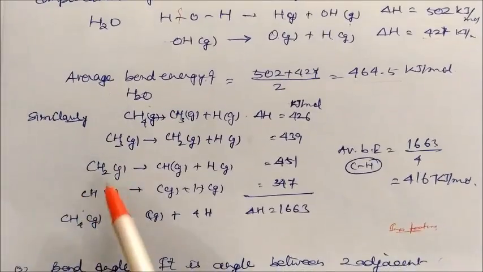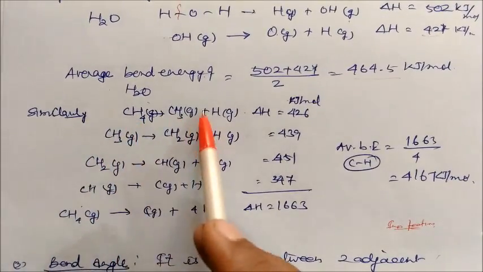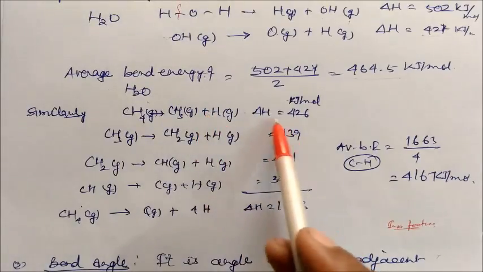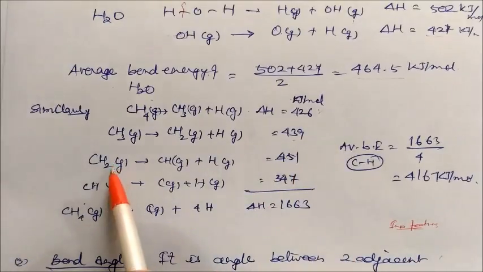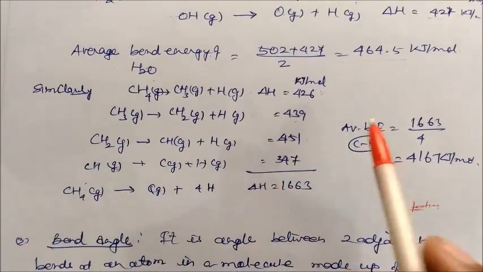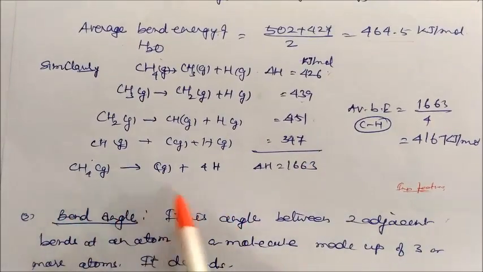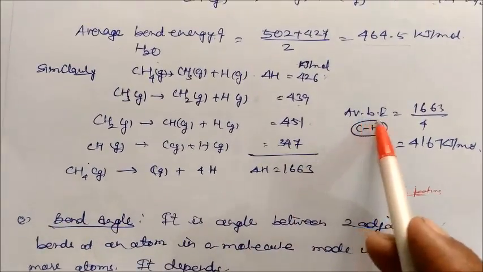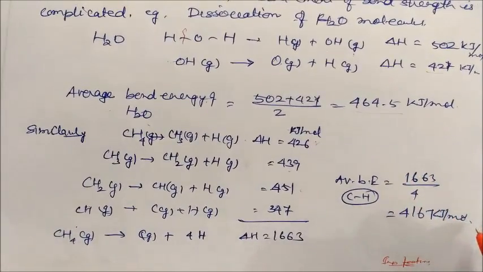Similarly, you can find the bond energy of carbon and hydrogen. First one hydrogen is cleaved, and this much energy in kilojoules is released. If the second is broken, this much; if the third, this much; and the fourth, this much. So take the average of these four bonds: 1663 by 4, and you get this much kilojoule per mole. This is the average bond energy of carbon and hydrogen.